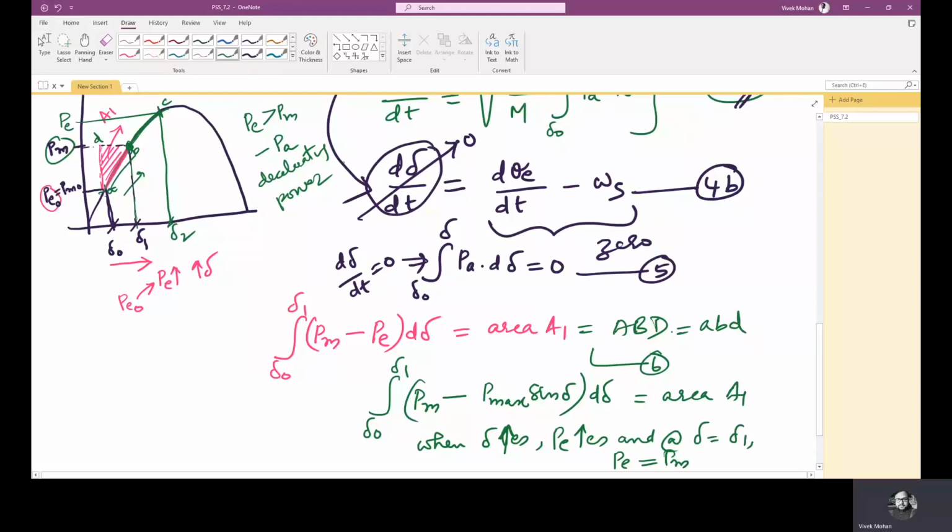Now, because of this decelerating power, we get another area here, which is area A2, known as the decelerating area. Because of this deceleration, it stops here and comes back. When it comes back after this point, again it goes to this side. But every time the oscillation amplitude decreases if there is damping power in the system.